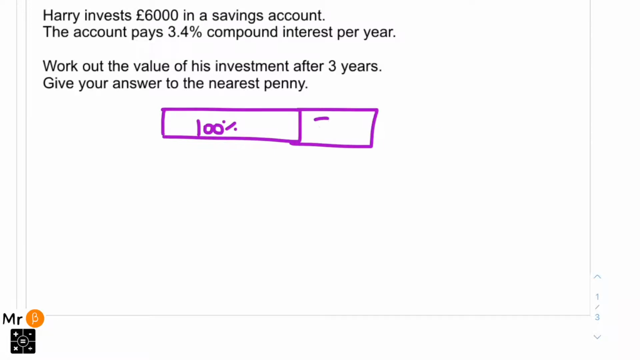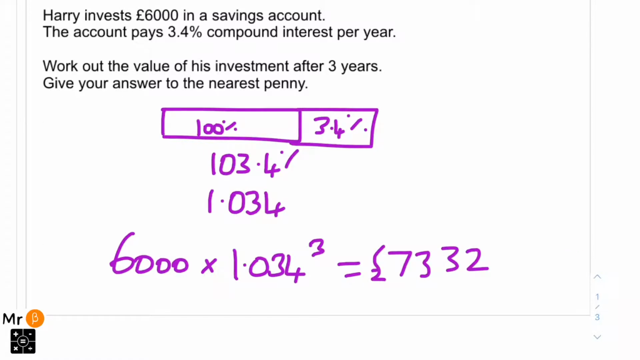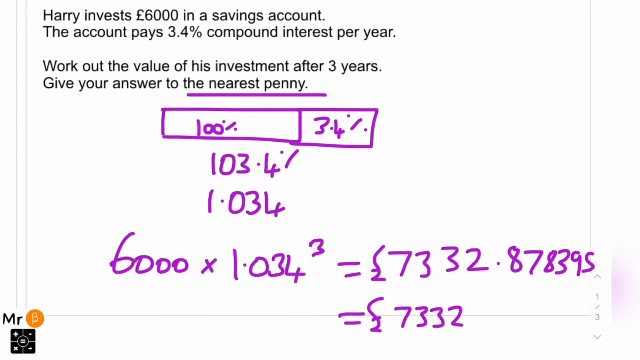We've got interest of 3.4%. So in total, that is 103.4%, which as a decimal is 1.034. We have our £6,000 times by our increase multiplier raised to the power of how many years? That is equal to £7,332.878395. It then tells you to give the answer to the nearest penny. So here, just like in all money calculations, we round it to 2 decimal places.